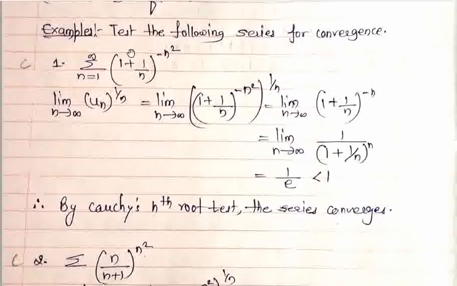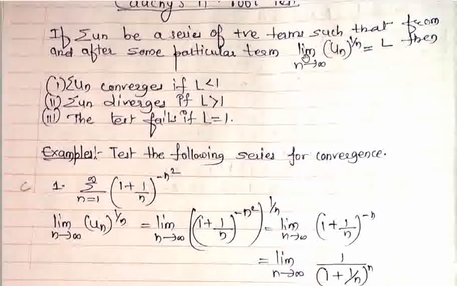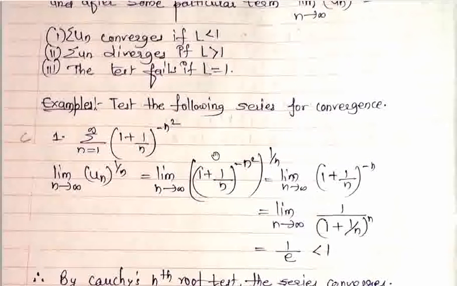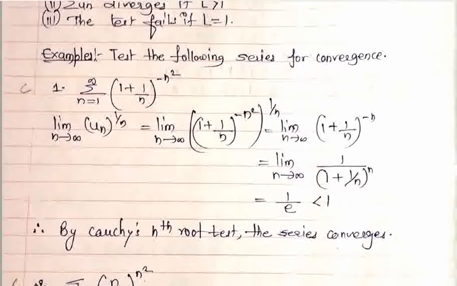So this is an example. The sum from n equals 1 to infinity of (1 plus 1 by n) to the power of minus n squared. Here's the formula, and you want to plug this function un into the formula. So this n squared cancels with n to make minus n.